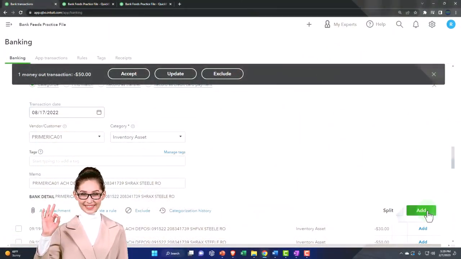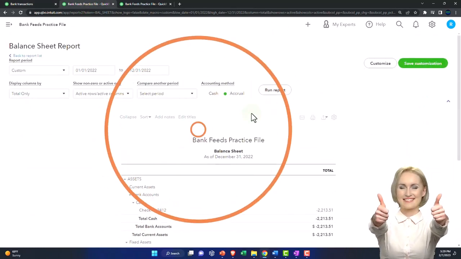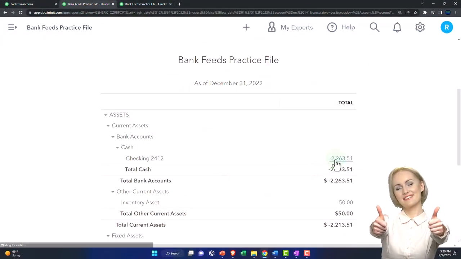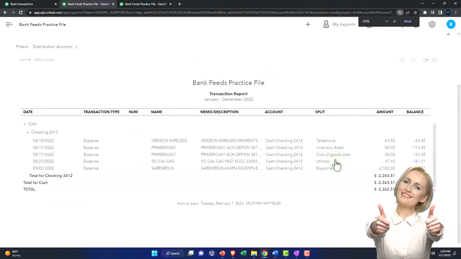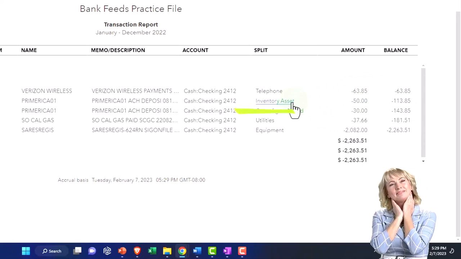So let's go ahead and add it, and then we'll check it out. So if I go to the balance sheet, I run it, and I can go into my checking account. Of course, the checking account is going to go down by that amount. I believe it was this one. The other side's going to inventory in the split account.